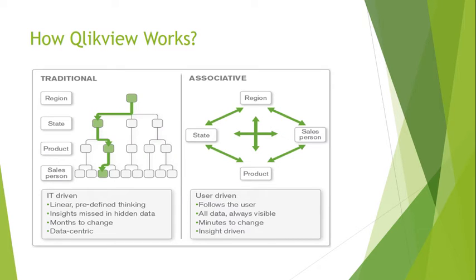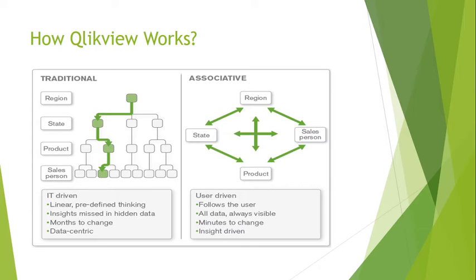As I told you, the traditional technologies work as developer driven or IT driven. Once they define the hierarchy of interactions, the user has to follow it. For example, assume there is a hierarchy of region to state, product, and salesperson. If you want to select salesperson 3 who is in region 3, you need to start from region 3, state 3, and again product 3 and salesperson 3. This is how it works.